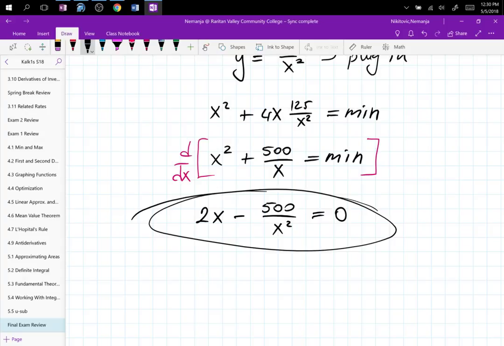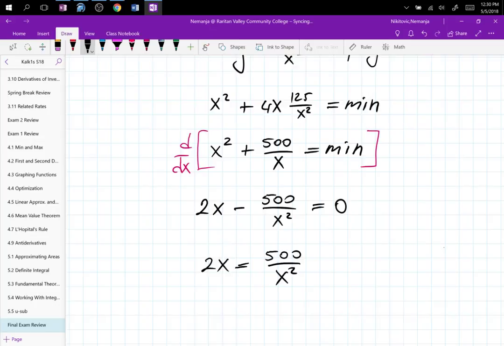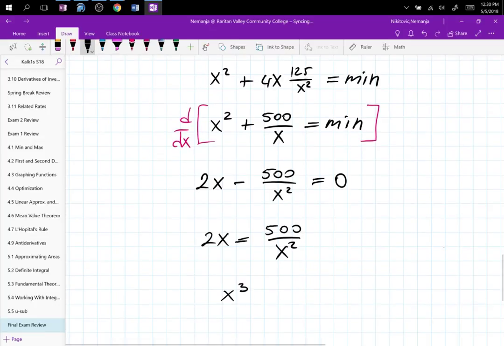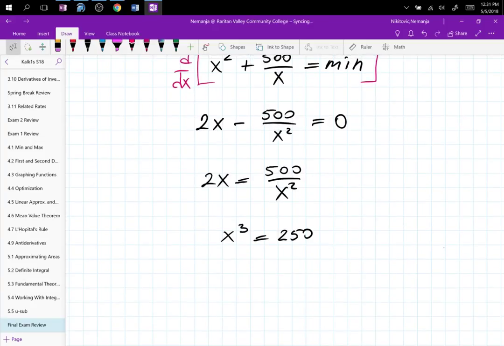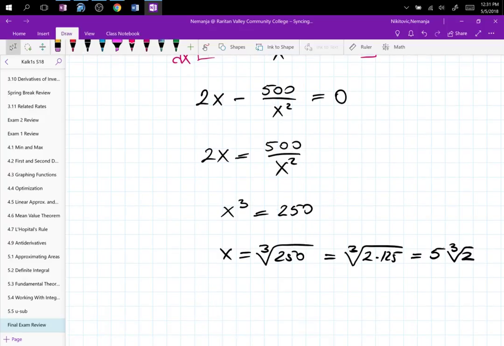You learned this type of thing in 4.1 when we say set the derivative equal to 0. Well, now we get it from the concept, right? Move 500 to the other side. We have 2x is equal to 500 over x squared, from where x cubed, when you cross multiply and then divide by 2, is 250. So at this point, we have that x is equal to the cube root of 250. 250 can be written as 2 times 125. So it's 5 cube root of 2. 5 cube root of 2 are your x dimensions.